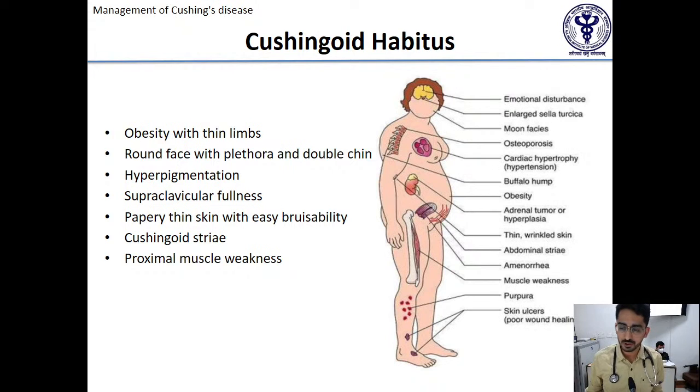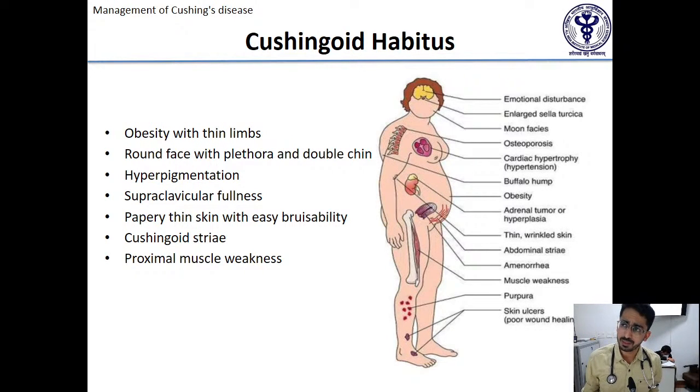This is the classical Cushingoid habitus that we usually get as a spotter. What is classical about this is that the patient would have centripetal obesity with the classical thin limbs. Centripetal obesity would also include a round face with plethora and a double chin appearance, along with supraclavicular fullness and thoracocervical fullness.